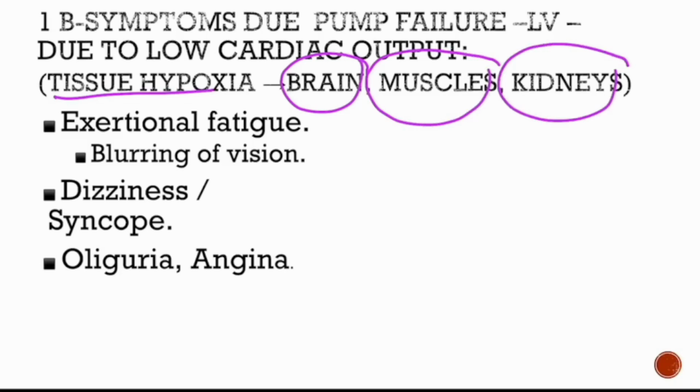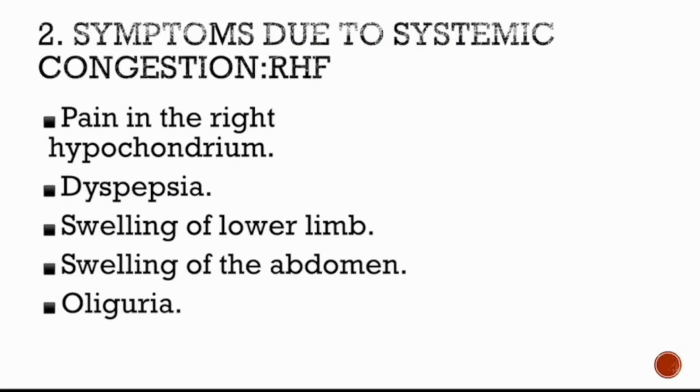Hope this point is clear. You can get exertional dizziness, syncope, oliguria, angina. So when the heart fails as a pump, blood supply to the coronary artery also comes down, so it can precipitate angina also. So the next symptom is symptom due to systemic venous congestion.